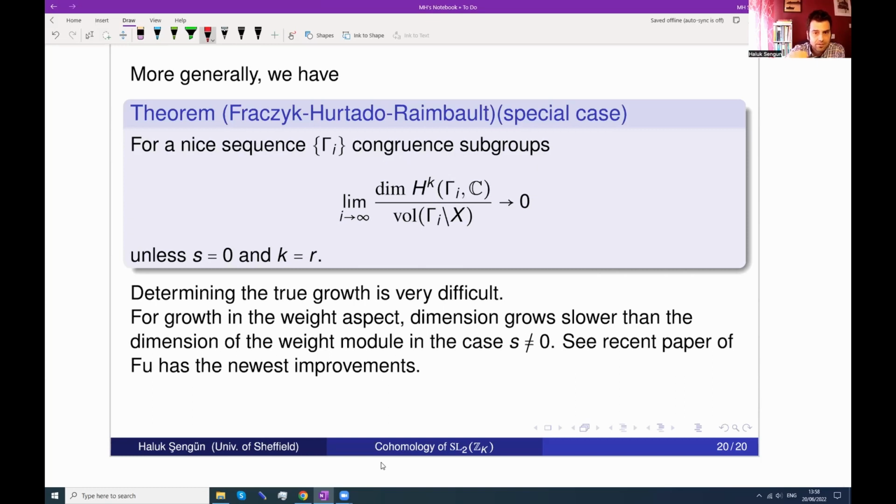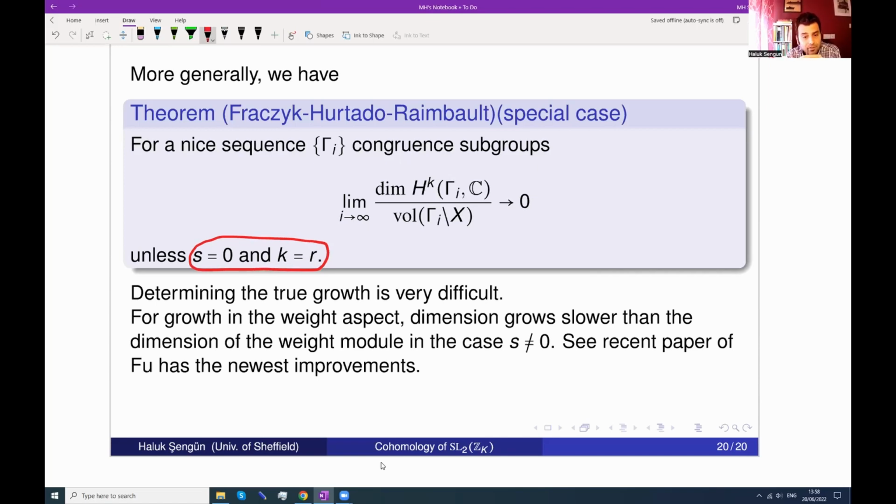If you take a nice sequence of congruent subgroups in SL2 over an imaginary field K, or even a general Benjamini-Schramm convergent sequence, and you look at the trivial kth degree cohomology with trivial C coefficients, the dimension of that, normalized by the volume, will converge to 0, dominated by the volume growth, unless your S equals 0 and you're in the middle degree.